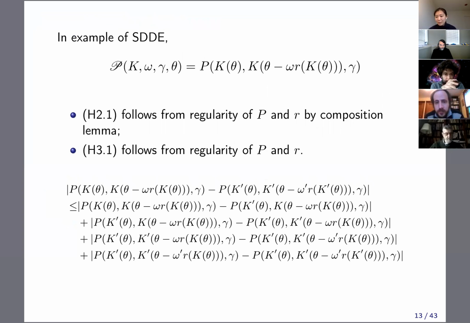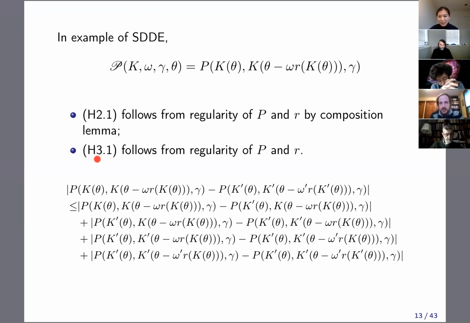So recall that for the state-dependent delay example, we have our calligraphic P in this form. Since we have already assumed that P and R are both C infinity, we can just use the composition lemma: if we take two C^{L+Lipschitz} functions, then the composition will still be C^{L+Lipschitz}. And for the second hypothesis, it follows from the bounds for the terms P and R and their derivatives.